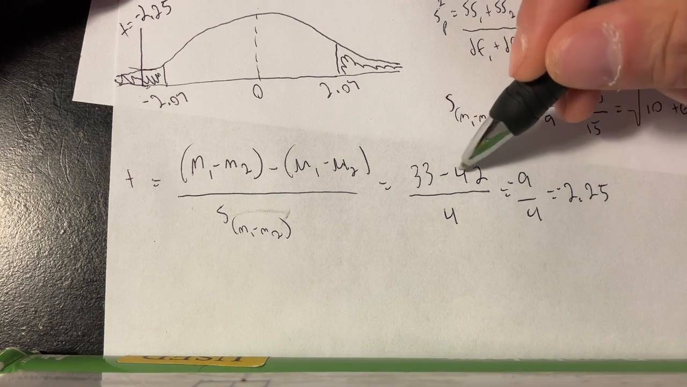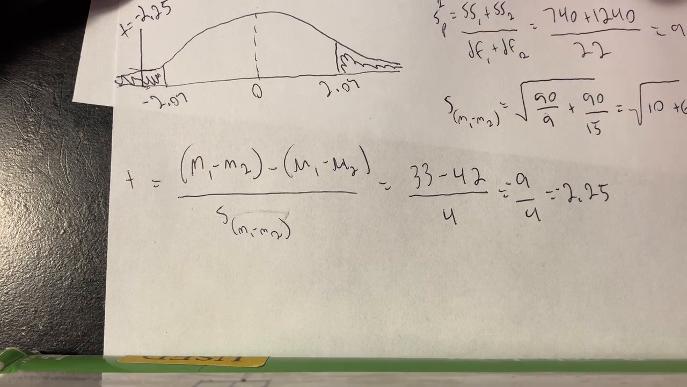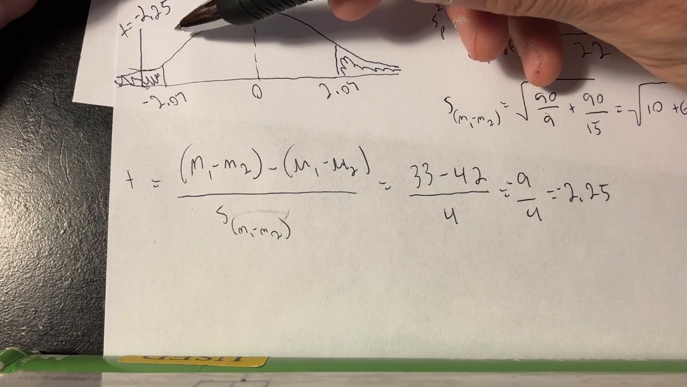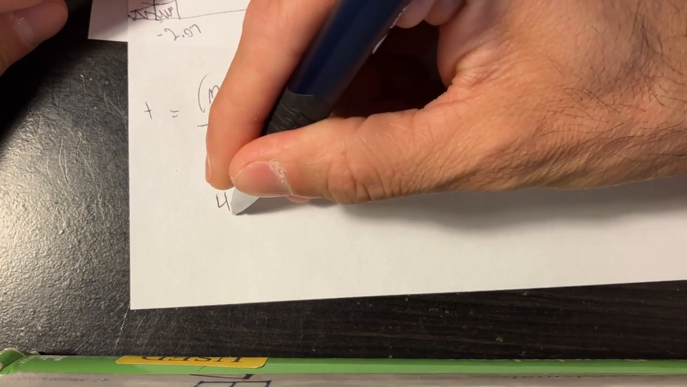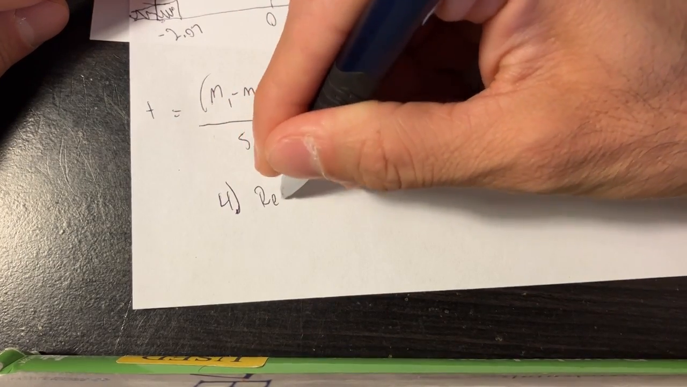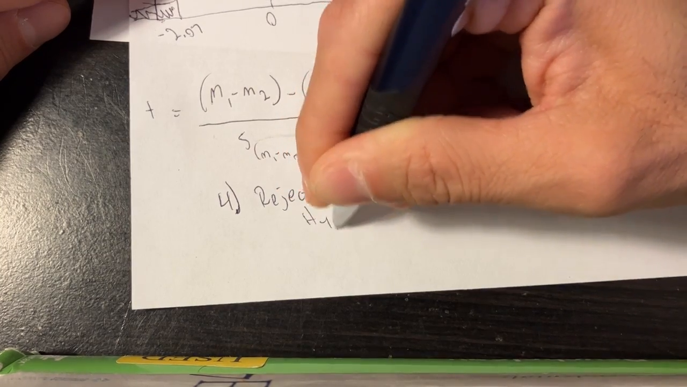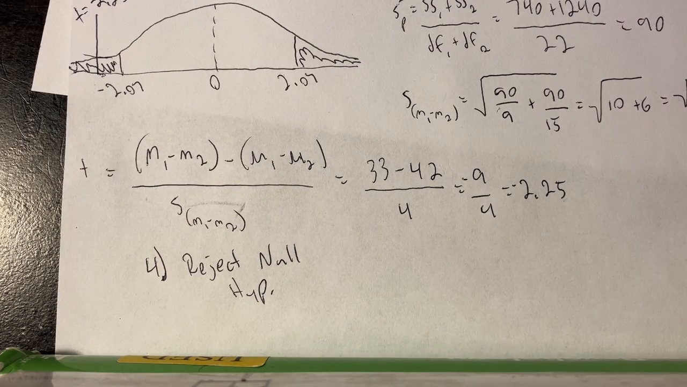If I would have done this the other way around, it just would have come out positive, and I would have gotten 2.25, and I would have been in the rejection region anyway. So you can see here that our t obtained is in the rejection region. Therefore, our very last decision is to reject the null hypothesis. So that's to say that the two different groups of males and females do actually show a significant difference in their attitudes towards unhealthy eating.